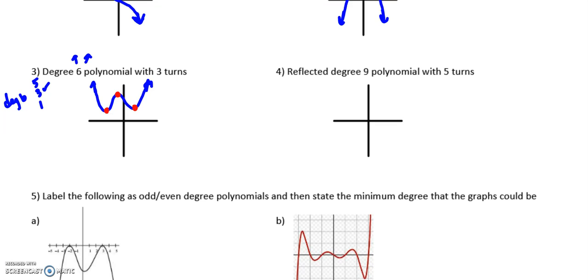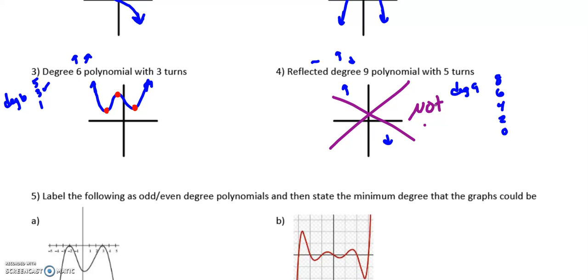Reflected degree 9 with 5 turns. So reflected degree 9 would be end behavior of up, down. There's my end behavior. Because it's odd, they're opposite. If I had degree 9, the maximum number of turns would be 8, or 6, or 4, or 2, or 0. 5's not on my list. I can't have an odd number of turns with an odd degree polynomial. So I'm going to say that this is not possible.